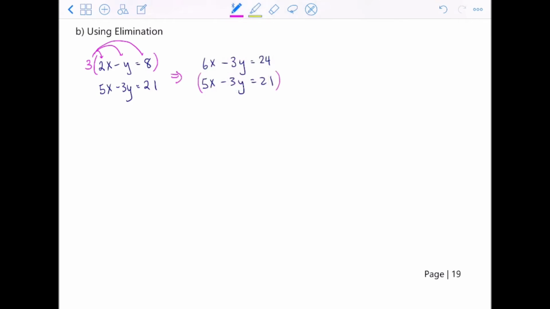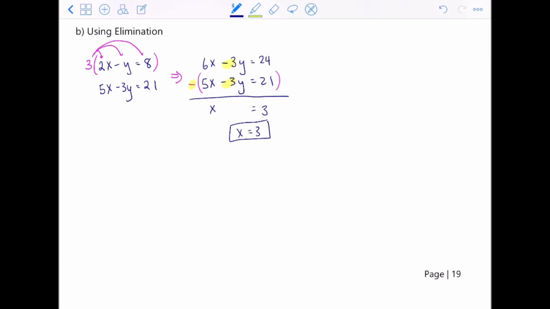So this is when the negative sign with the bracket really matters. So if we were to rewrite this, this is basically saying 6 minus 5, right, which is x, and -3 minus -3. So this is essentially saying we're adding the 3 to -3. So it goes 0y equals 24 minus 21. So we have 3. So we get x equals 3.